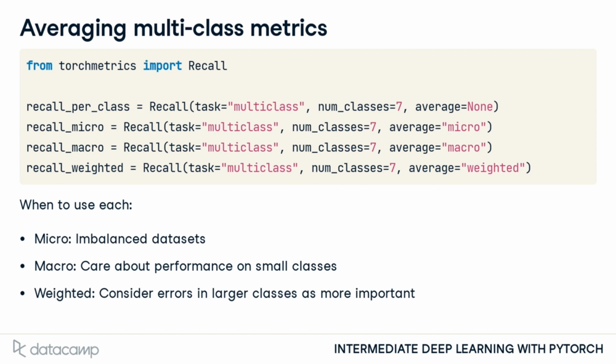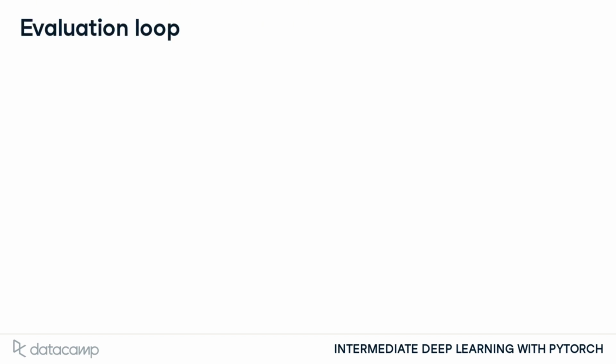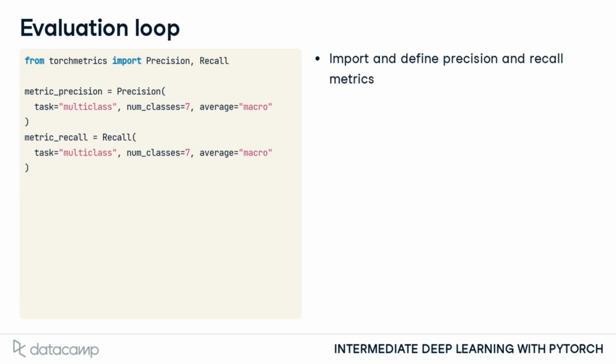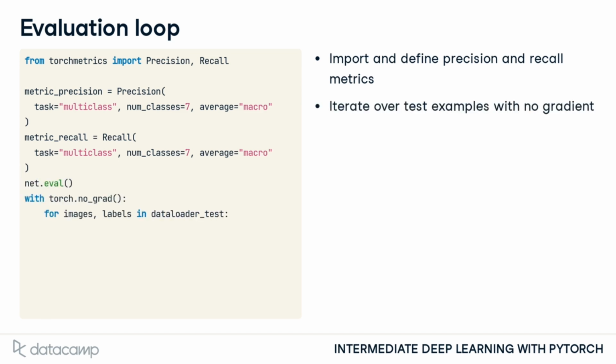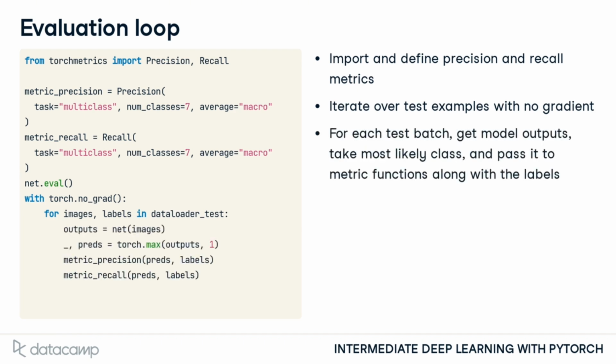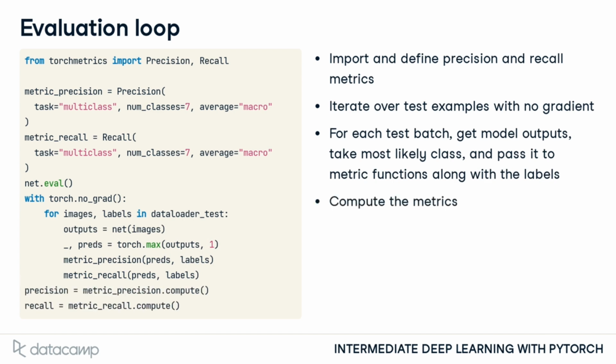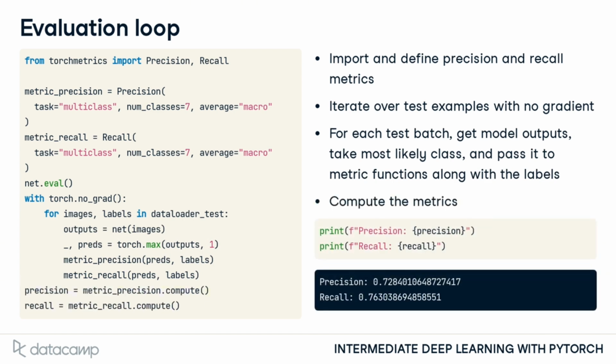We start the evaluation by importing and defining precision and recall metrics. We will use macroaverages for demonstration. Next, we iterate over test examples with no gradient calculation. For each test batch, we get model outputs, take the most likely class, and pass it to the metric functions along with the labels. Finally, we compute the metrics and print the results.